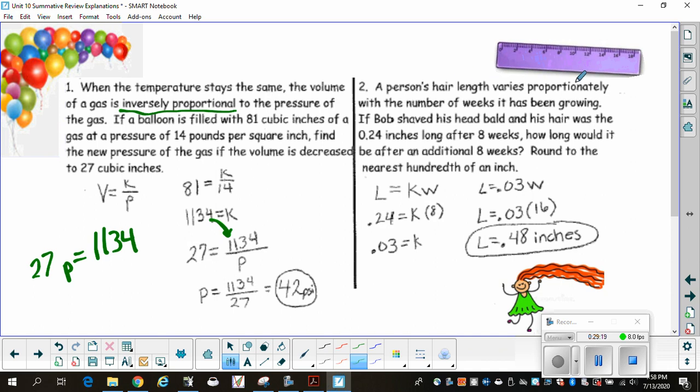Now, a person's hair length varies proportionally with the number of weeks it has been growing. Varies proportionately would indicate direct variation. If Bob shaved his head bald and his hair was 0.24 inches long after 8 weeks, how long would it be after an additional 8 weeks? Well, 0.24 after 8 weeks, you get your K. You have to find your K first. Then you're going to plug your K in. You want to know how long it's going to be after an additional 8 weeks. Well, 8 plus 8 is equal to 16, and so you get 48 inches.